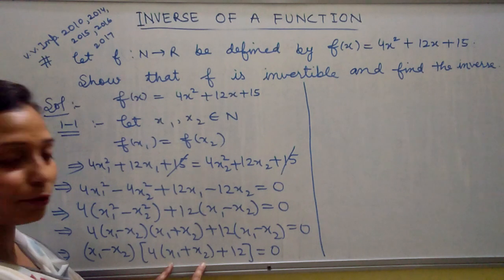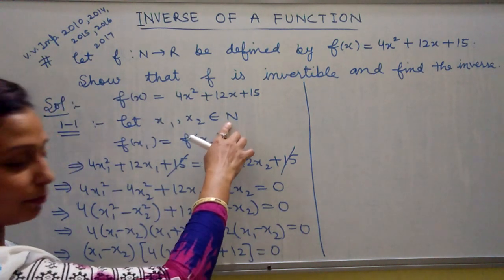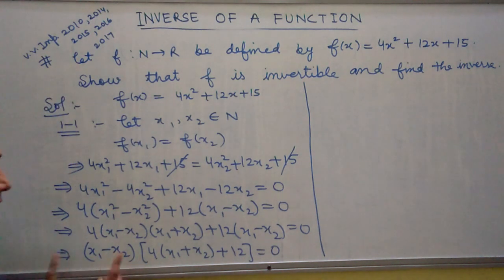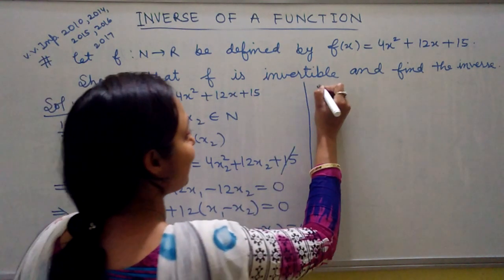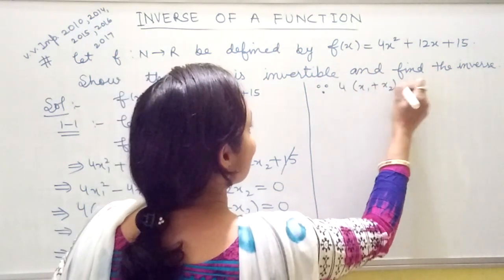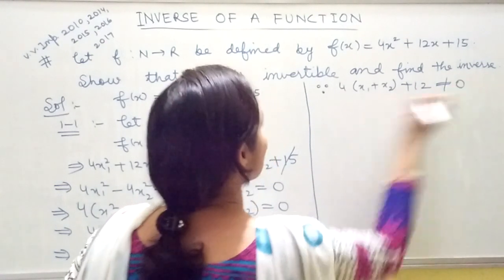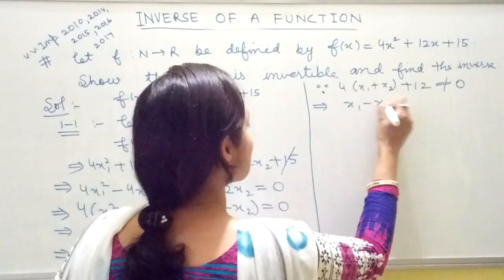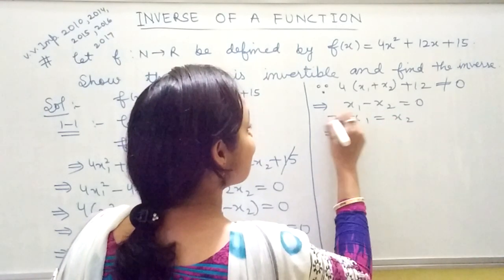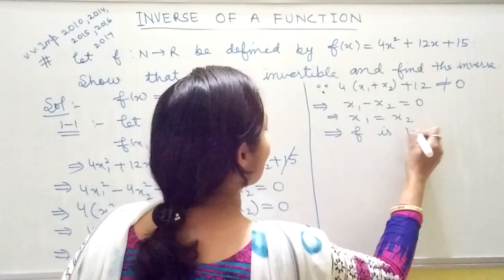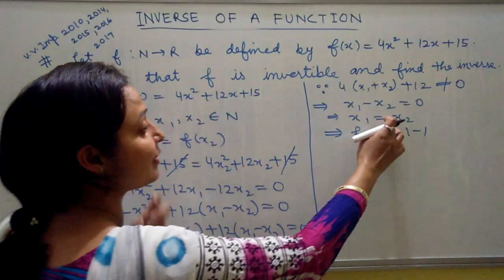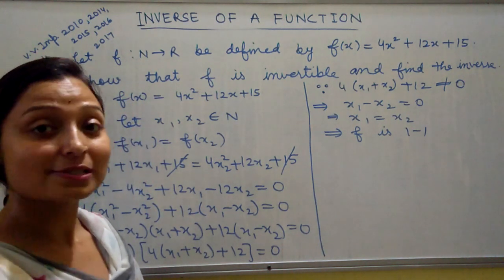These both can never be 0 because they belong to the natural numbers, so this factor will never be equal to 0. So the other factor equals 0. Because 4(x1 plus x2) plus 12 is not equal to 0, this implies x1 minus x2 equals 0, that means x1 equals x2. This implies f is one-one. I started from the mapping and reached x1 equals x2, that means f is one-one.